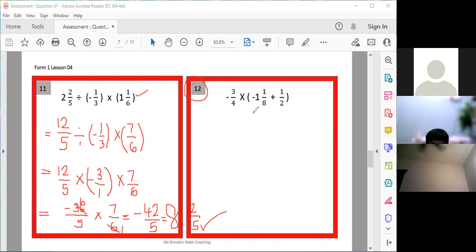What is weird in number 12, guys? There is a multiplication, but 8:15, guys. Our class ends at 8:15.